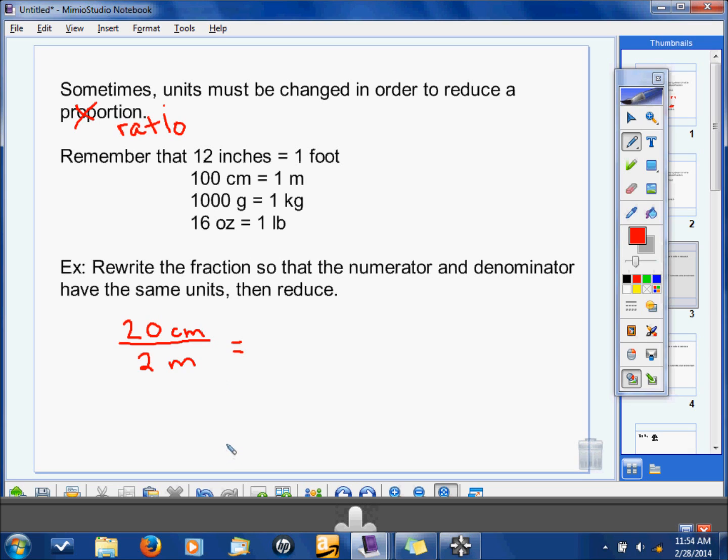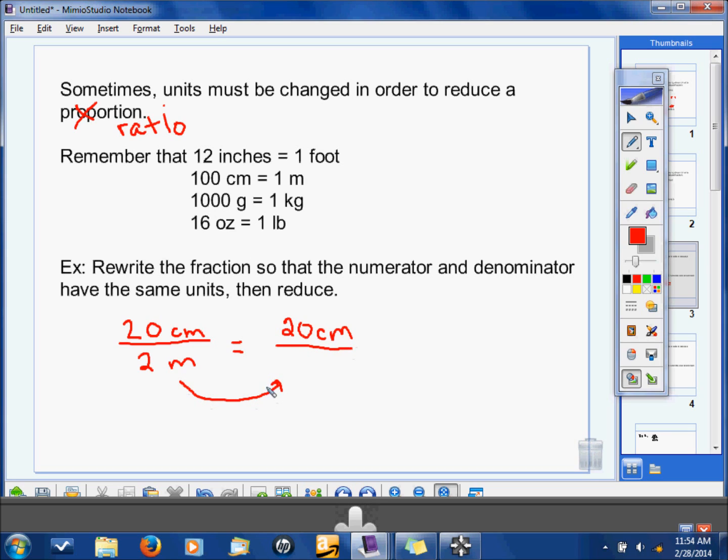Okay, so it's always easier to go from a bigger unit to a smaller unit. Which is bigger, meters or centimeters? Meters. It's always easier to go up than it is to go down. In other words, there are more centimeters, that's what I mean by going up. So we're going to leave our 20 centimeters alone.